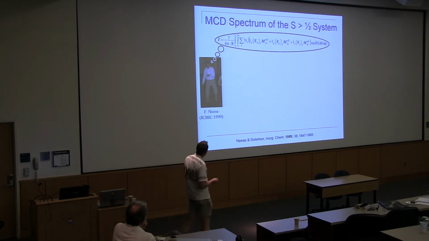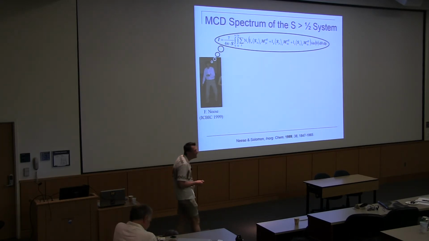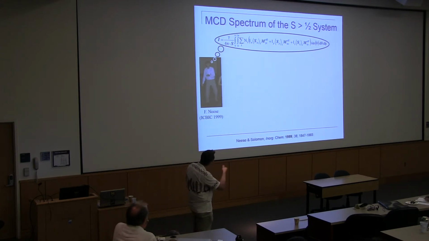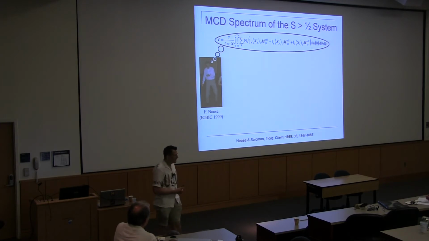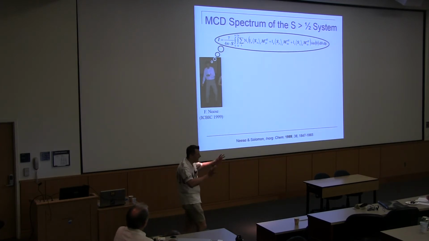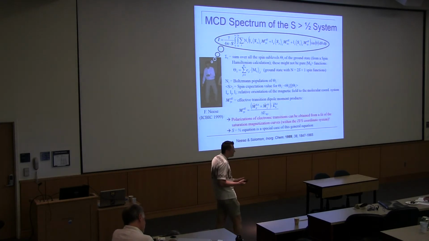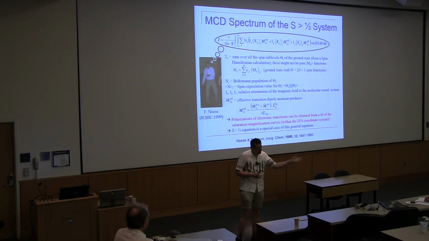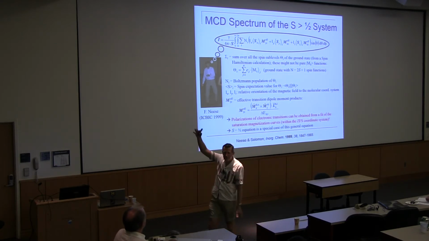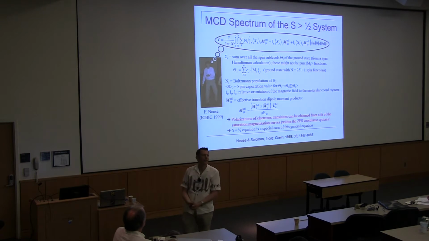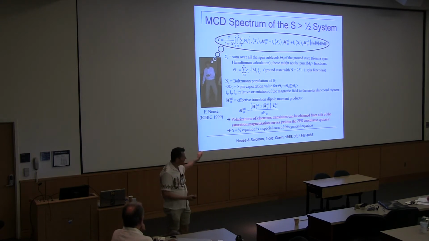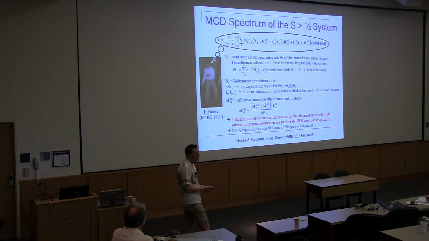which is his famous general equation for MCD intensity, which is not limited now to the S equals 1/2 case, but for a general case. And so this has to be expanded a little bit, right? Because now we have more than an MS plus minus 1/2 sublevel. We have a whole spectrum of them as our spin is larger. But essentially what you do is a spin Hamiltonian calculation where you figure out what the energies are of your MS sublevels, of your magnetic sublevels of the ground state.